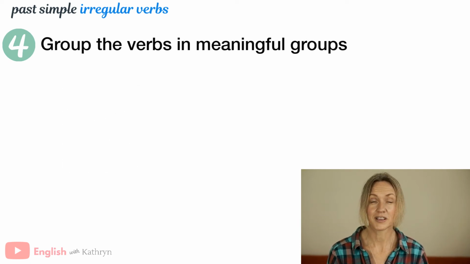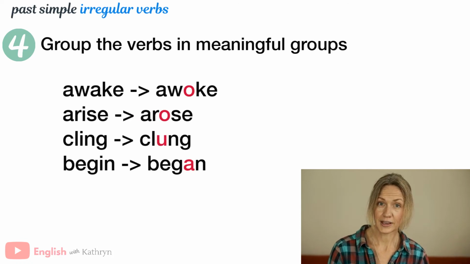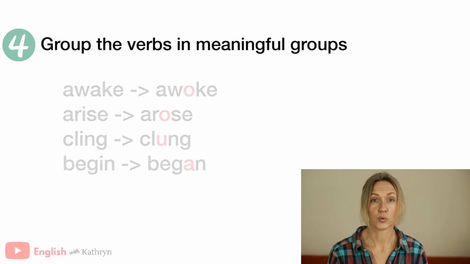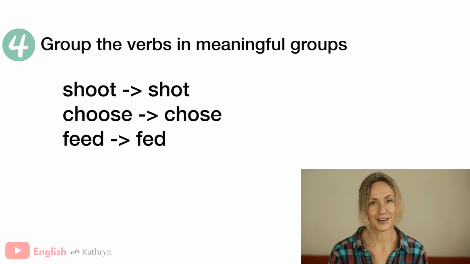Another group could be verbs where only one vowel changes. Awake, awoke. Arise, arose. Cling, clung. Begin, began. A third group could be words where you lose a vowel. Shoot, shot. Choose, chose. Feed, fed. You can look through the list of verbs and find patterns by yourself.